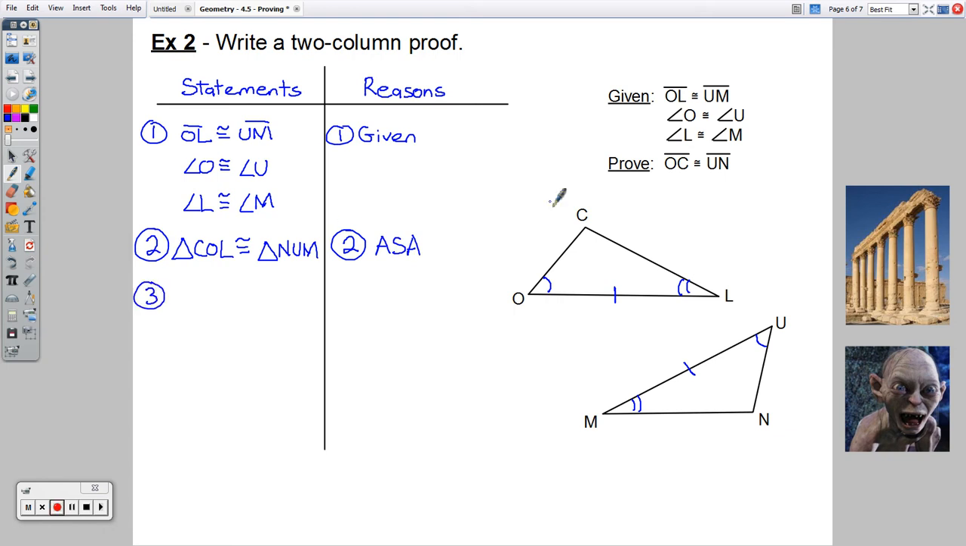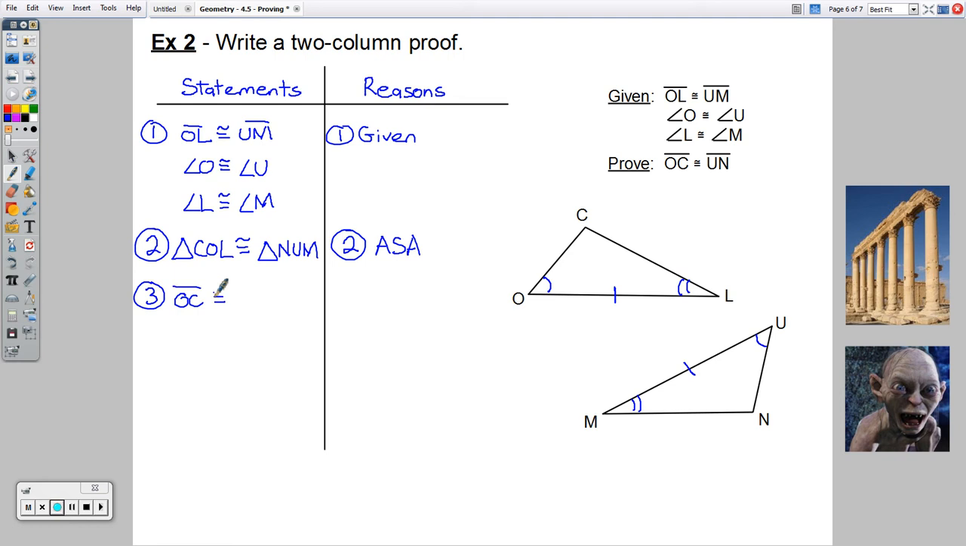And then step 3, well, you might be saying, oh, that's not what I'm trying to prove. How can I prove this now? So OC and UN, are those corresponding sides in these two triangles? They sure are. CO or OC is these first and second letters. UN, that's the first and second letters here. They're supposed to match up. We did this right when we set it up. They matched up in a corresponding way. That means you can say this is true.